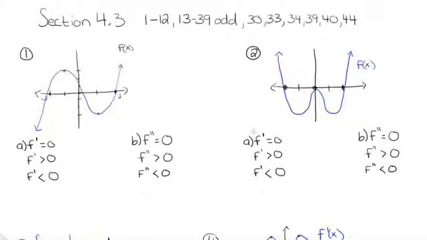This will be the first video for section 4.3. Starting on number 1, let's read the instructions. It says use the graph of the function f to estimate where the derivative and the second derivative are 0, positive, and negative. Okay, so the key here is remembering that what we're looking at is in fact the function itself. So for question 1, we'll start with A, where is the derivative 0?